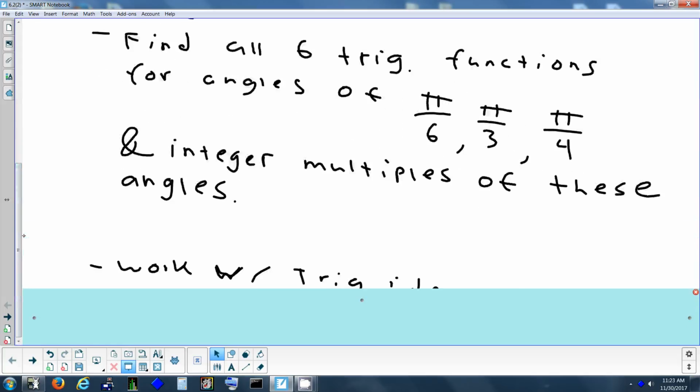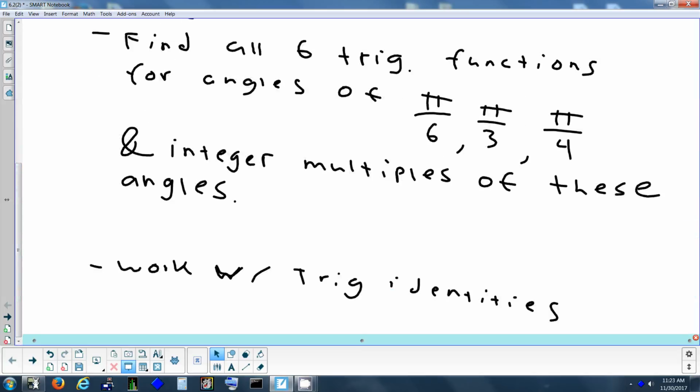Okay, so that's the first thing you're going to look at. And then the second thing, I showed you a little bit of a preview of it by showing you that sine over cosine equals tangent. What I showed you there was called a trig identity. Okay, and we're going to spend very, very little time on it. Not much.